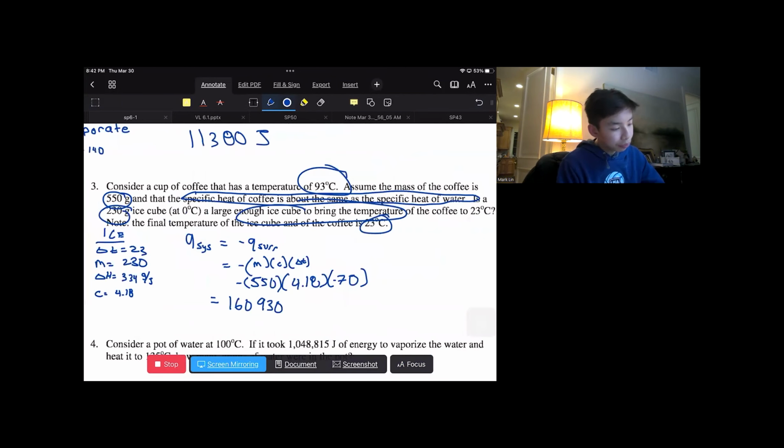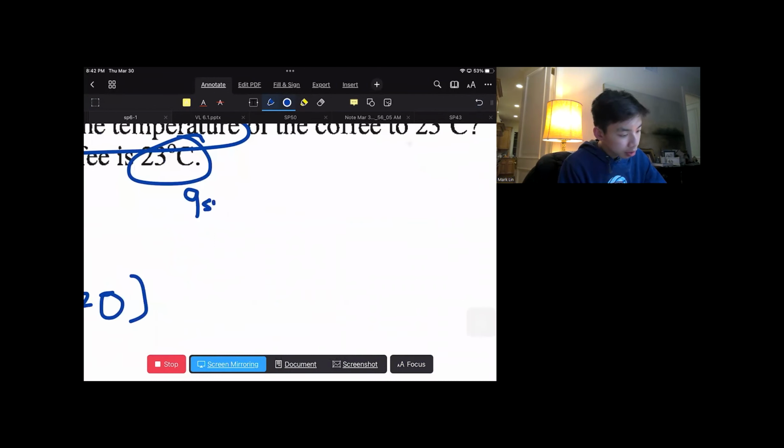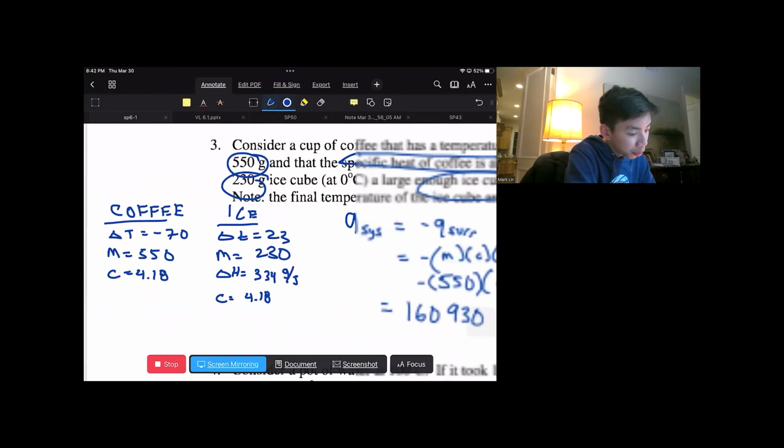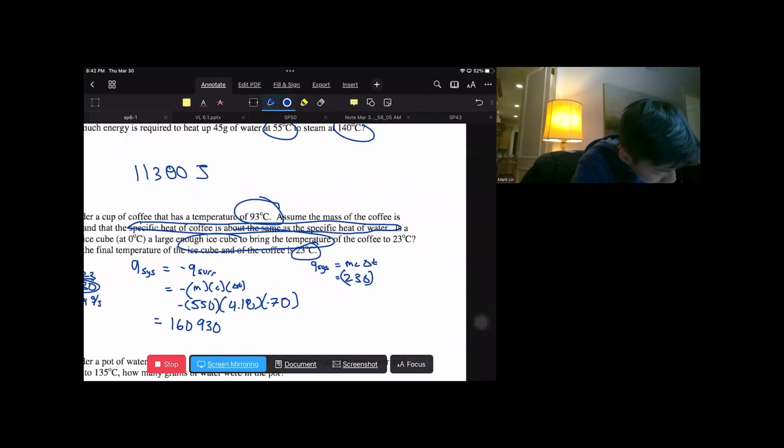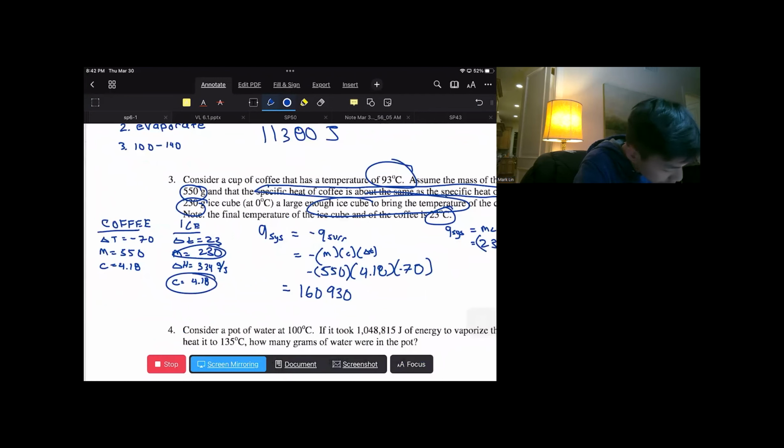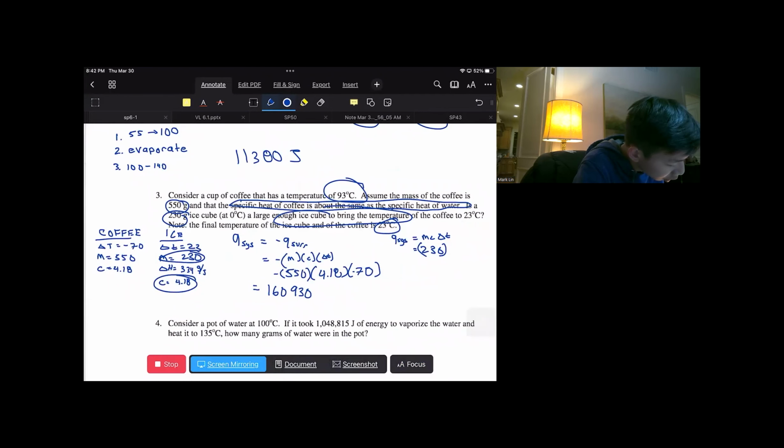So let's find that out right now for Q system. Q system is also MC delta T, but we're looking at the system. So the system is going to be the ice, the mass of the ice, and it's going to be 230. And the specific heat of the ice. Oh, hold on. I need to do one thing here.